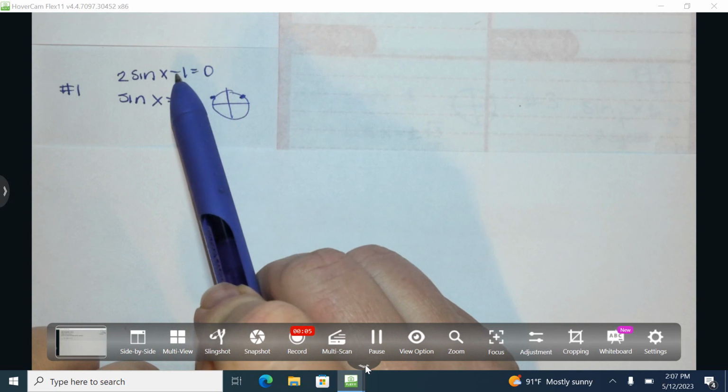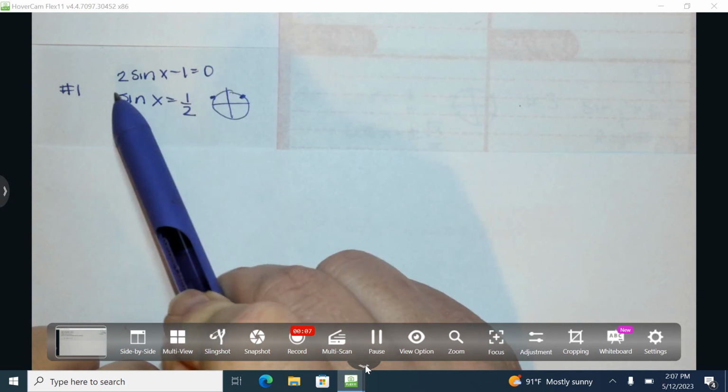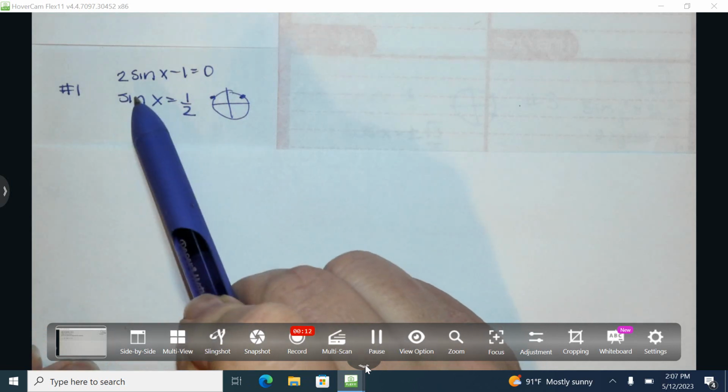This is number one from Unit 12. It says 2 sine of x minus 1 equals 0. I'm going to add 1 to the opposite side and then divide by 2. Basic algebraic operations. Again, sine is like your y value.